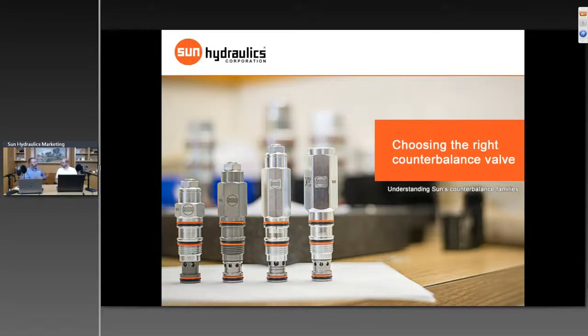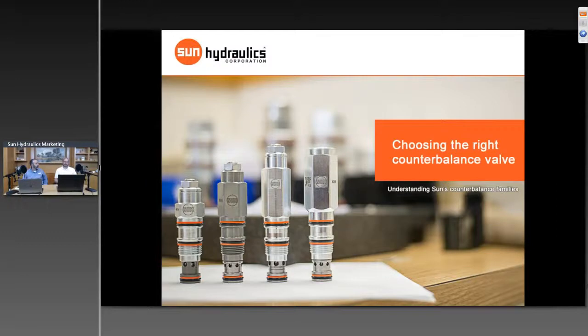So, Kevin, thank you for joining me today. Again, my name's Anil Krasian. We're going to go ahead and get started today. So, Kevin, over the last few years, Sun Hydraulics has come out with a huge variety of counterbalance valves. So we have 4 different families of counterbalance valves. We have a whole bunch of them out on the market. Kevin, why do we have so many counterbalance valves?